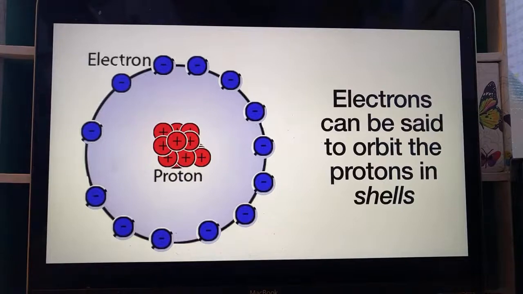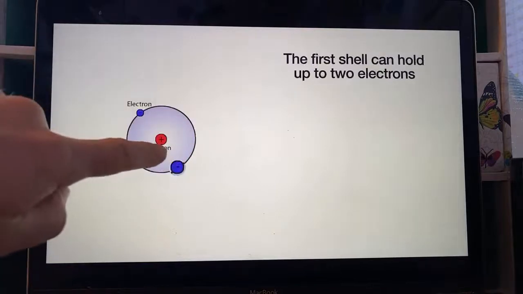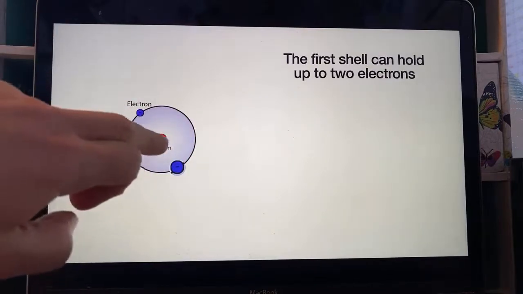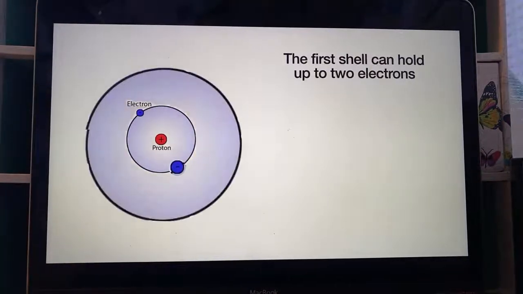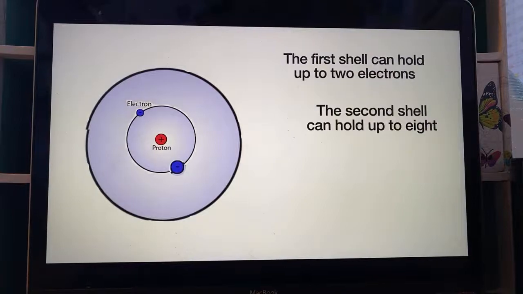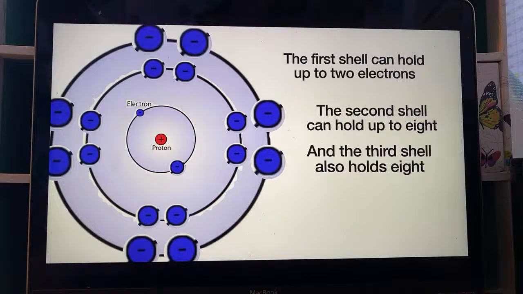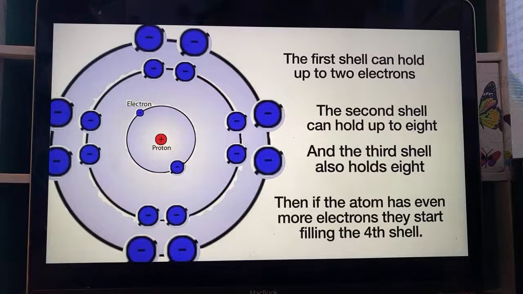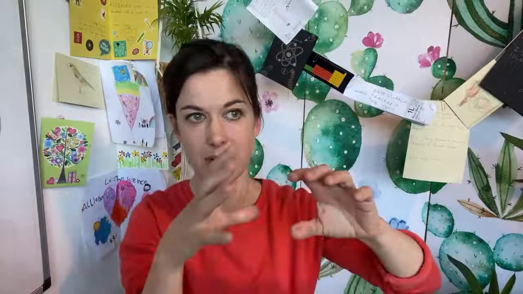Electrons can be said to orbit the protons in shells. Okay, so you draw one circle around, I'm just going to put one proton, but this is just the nucleus, okay? Just imagine there's loads there. The first shell can hold up to 2 electrons. The second shell can hold up to 8 electrons, and the third shell also holds 8 electrons. So, if you've got even more electrons than that, then you need to add a fourth shell, etc. But even if you're doing IGCSE chemistry, you'll only ever need to know about the first 20 elements of the periodic table. So we'll just talk about that today.